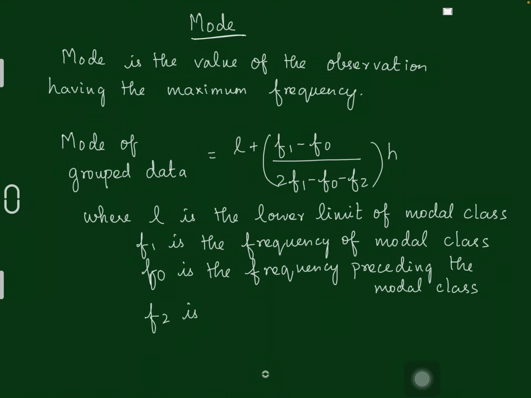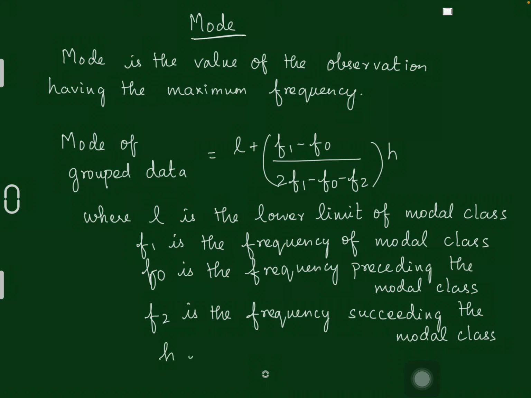F2 is the frequency succeeding the modal class. And H is the class size of the given table, nothing but the class size of the given table.